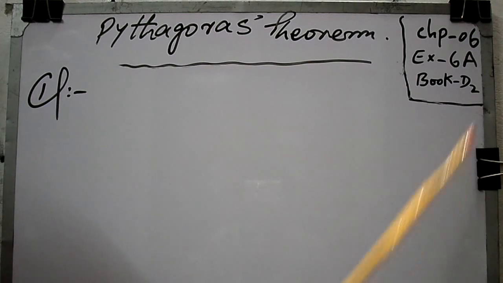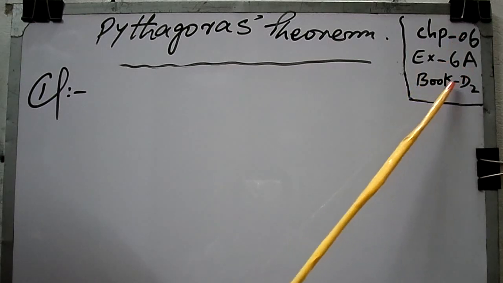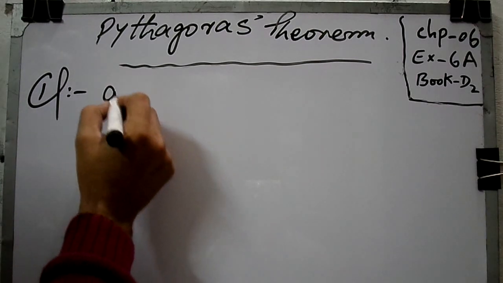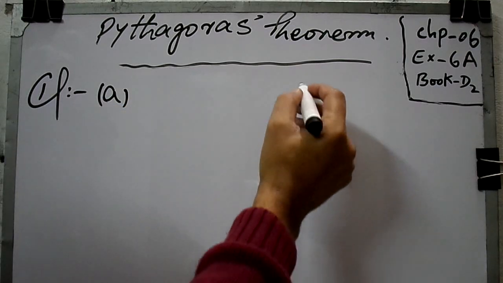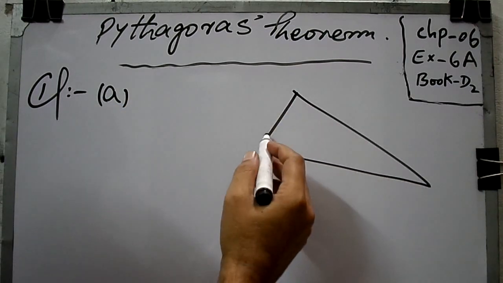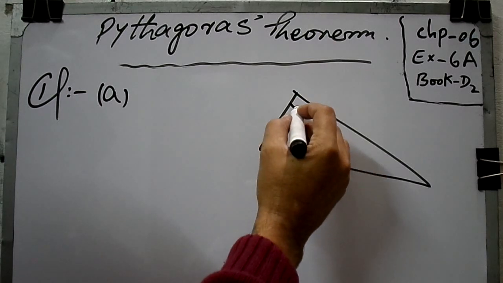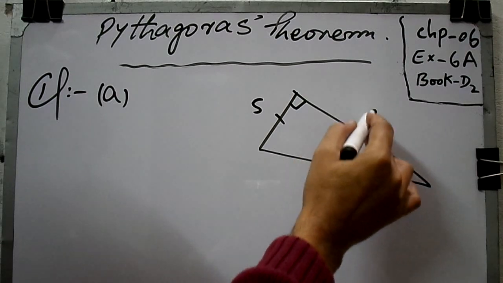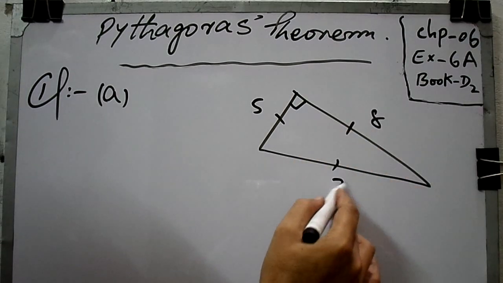Today we will discuss chapter number 6, exercise 6A, book D2, Pythagoras theorem. Question number 1. Calculate the value of x in each case. In part A you can see the given diagram in which the unknown value is to be calculated. Here is your 90 degree angle, that side is 5 and that one is 8, and we have to find the value of x.